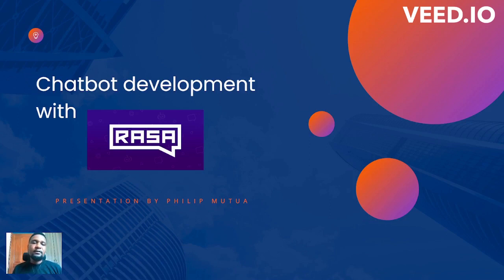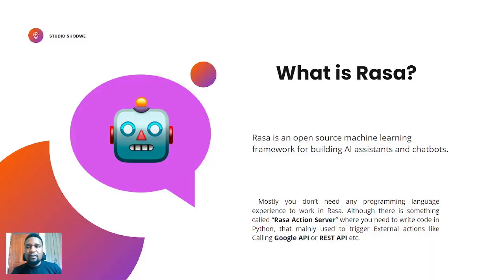Okay, so without further ado, I'm going to take you through a walkthrough presentation about what Rasa is, and after that we're going to make this work. We're going to develop this thing from scratch. All right, let us get started with this presentation, and we're going to talk about what Rasa is. Rasa is an open source machine learning framework for building AI assistants and chatbots.